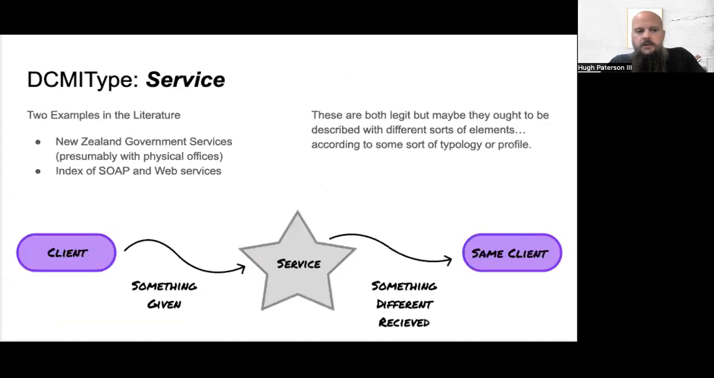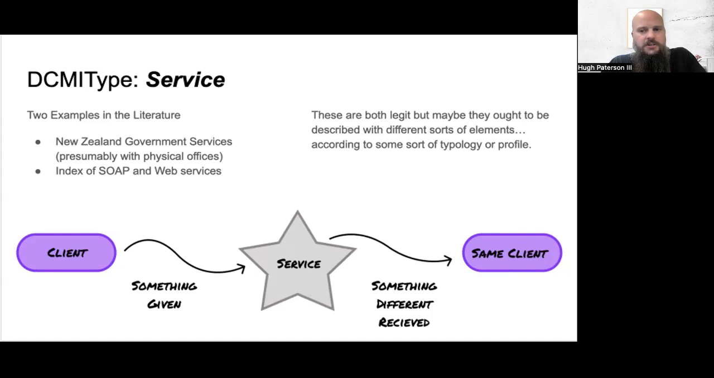Talking about DCMIType service, well, the two examples I found in the literature that talk about use cases where DCMIType service was used, one was in relationship to the New Zealand government, and the other was in relationship to a scholarly resource discovery service that was developed in the UK. And they were advertising other servers where resources could be queried from using SOAP or web services. Broadly, though, speaking about service, I think we should give it some definition, or give it some bearing in the conversation.